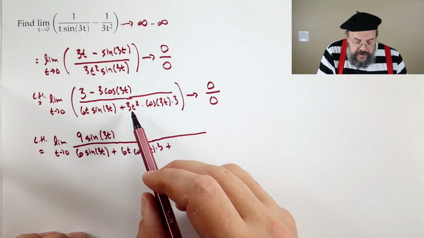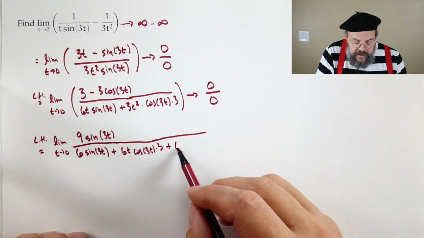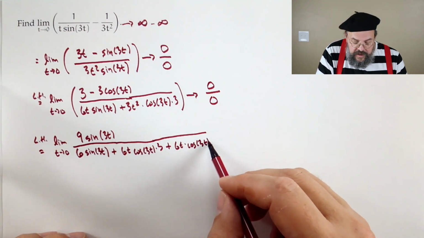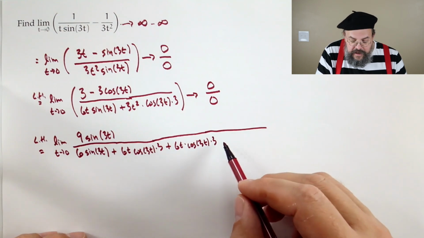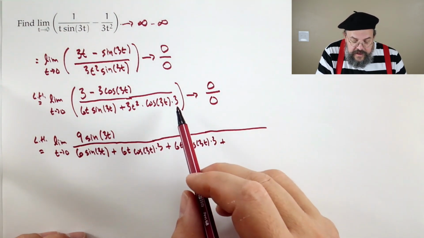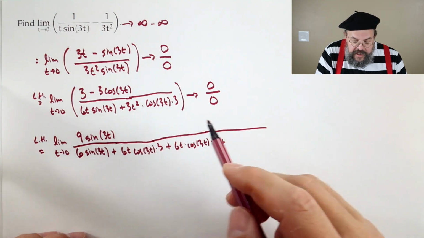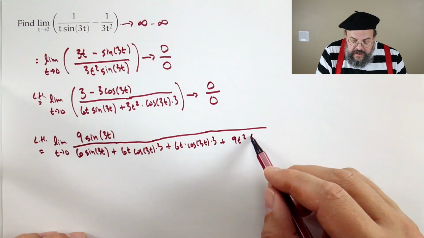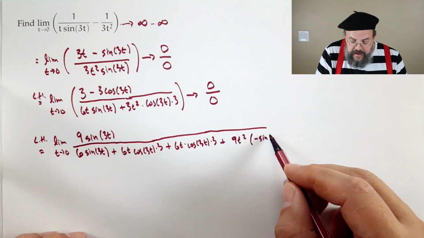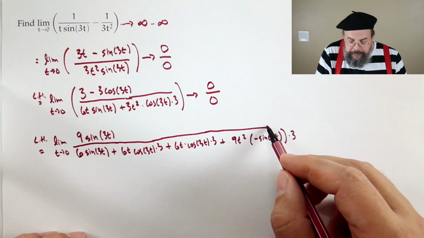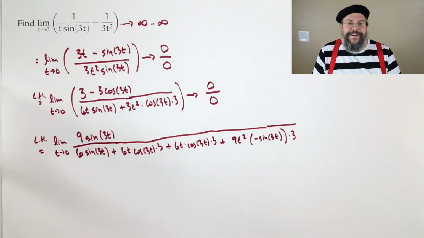Plus, okay, root of the first, 6t times the second, cosine 3t times 3, plus, okay, then we have the first times root of the second. Now I'm going to put the 3t squared and the 3 together, so that's 9t squared. Root of cosine, well, it's negative sine of 3t, and then don't forget that there's a 3. Okay, good. There you go.